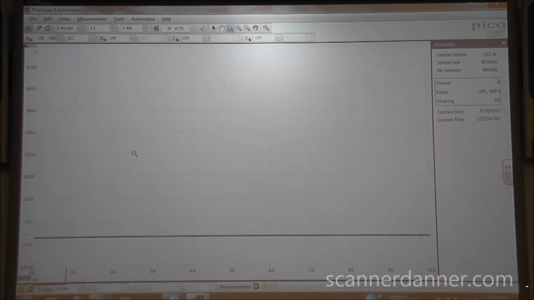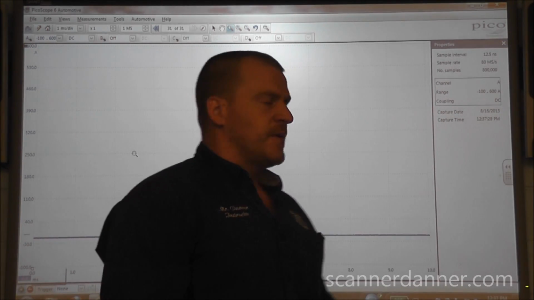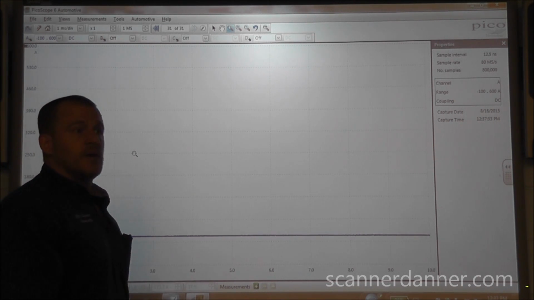Now, I actually just connected to battery negative because it's easier. It's just polarity sensitive. If this line goes down on the screen, then I know my amp probe just needs flipped around. Go ahead and crank that.